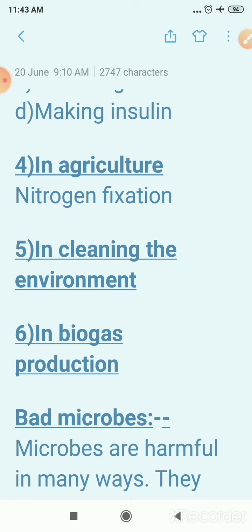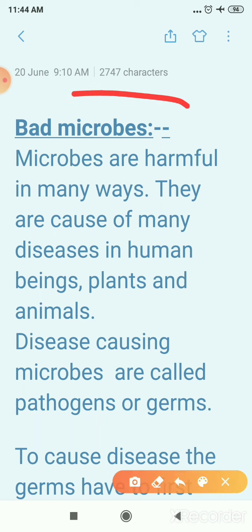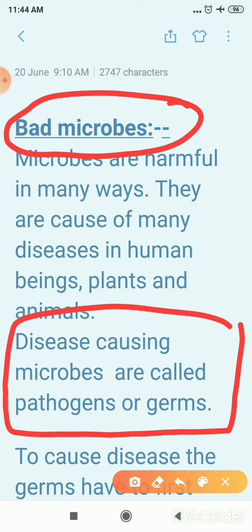There are some microorganisms that are harmful in many ways to human beings. These microorganisms are called bad microbes. We call them pathogens. We call them germs. They are the cause of many diseases in human beings. Not only in human beings, they cause diseases in plants and in animals also. Disease-causing microbes are called pathogens or germs.